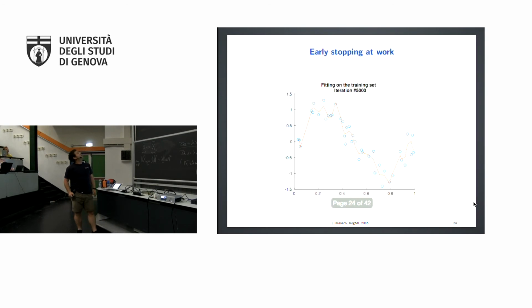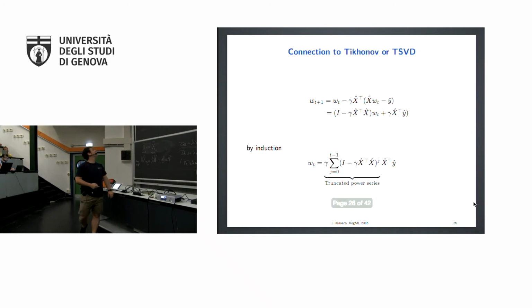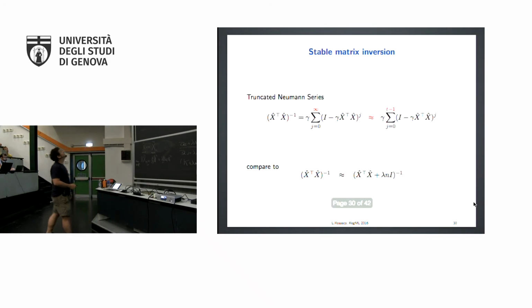If you're happy enough with this plot, this is one way to understand early stopping. But for ridge regression, we can actually make a precise connection, which essentially hinges on an extension of a usual series, the geometric series, to matrices, the so-called Neumann series. So this is it.